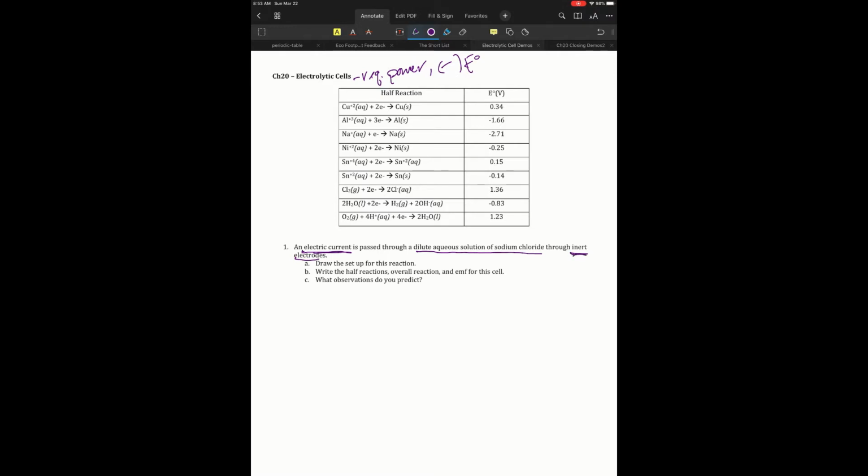So let's talk about what all those things mean. What is the significance of them being inert electrodes? Right, that means that these do not react, yes? So whatever they're made of, it doesn't matter because they don't take part in our actual redox process, okay? And it says dilute aqueous solution of NaCl.